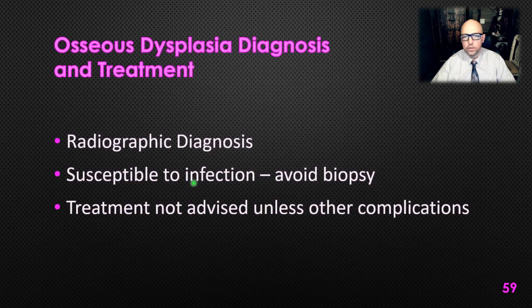So this is one that's a radiographic diagnosis. This is one where you want to avoid biopsying if you can, because these can lead to infection. They are more prone to infection. So if they're asymptomatic and you don't test that a tooth is necrotic, if all the teeth are vital, treatment is typically not advised. You want to monitor these. You want to put down that you suspect that it's cemento-osseous dysplasia, and just monitor, just because of the risk of other complications if you do cut into these.